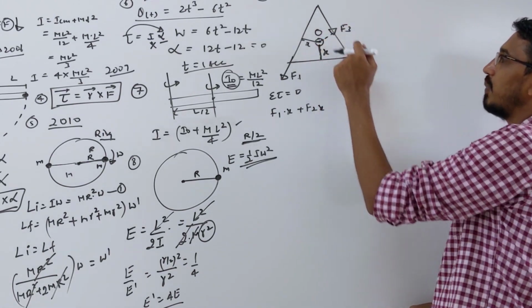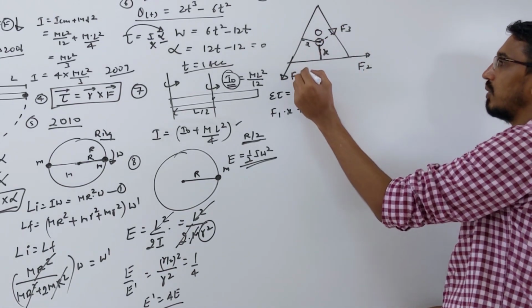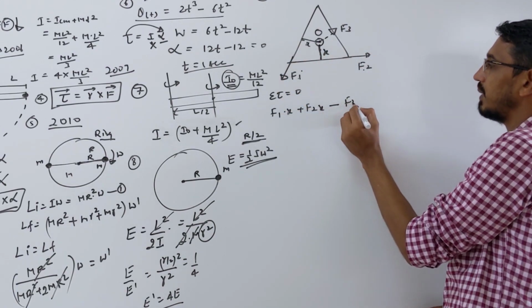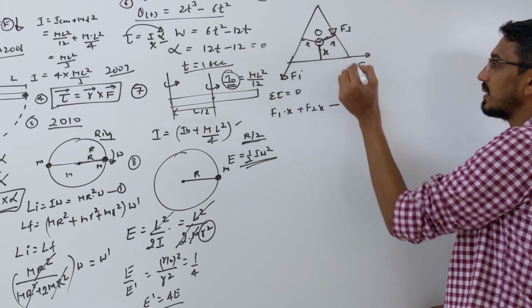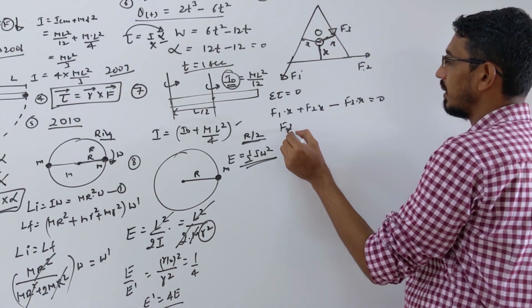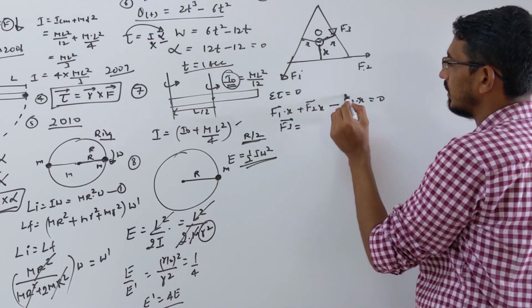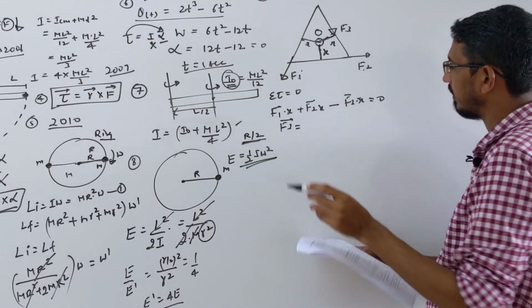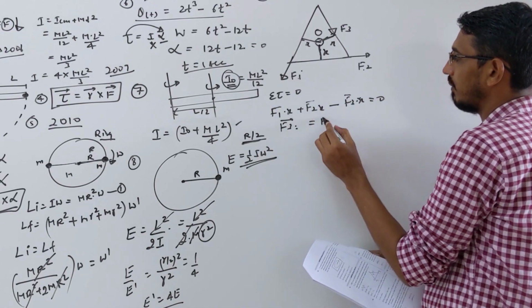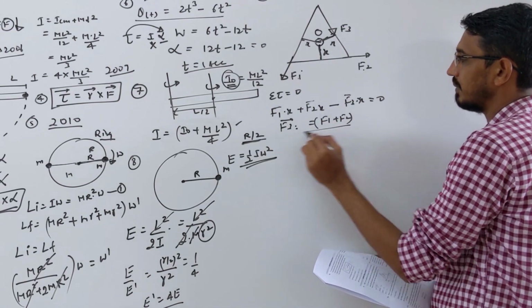That force is in the opposite direction. These are trying to rotate in one direction, and that one in the opposite direction, so you can write minus F3 into distance x, all equal to 0. So F3 becomes, in vector form, since they are asking the answer in terms of vector form. Magnitude only they are talking about, so it's okay. So simply it becomes F1 plus F2, that's your answer.